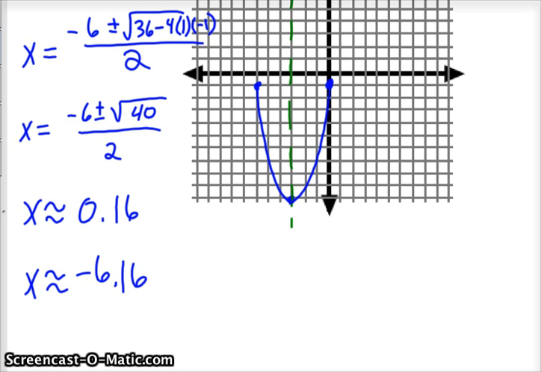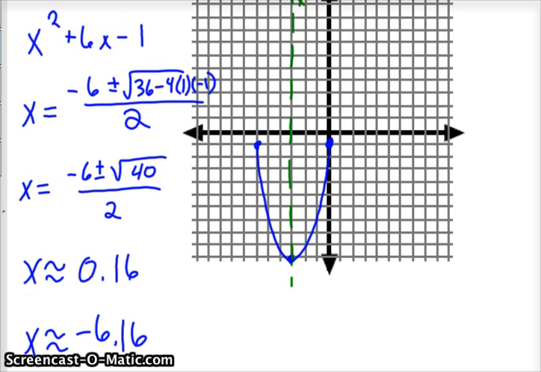And so then you can plot those, and 0.16 is right there. Negative 6.16 should fit right into our graph. 1, 2, 3, 4, 5, 6.16 is right there. And you have approximately where your x-intercepts are located as well. And that is everything they would ever ask you to graph on a quadratic function by hand.